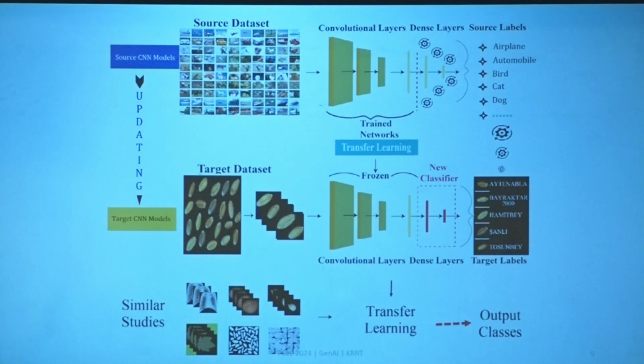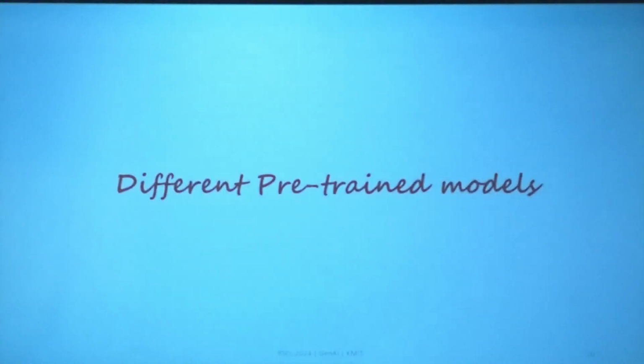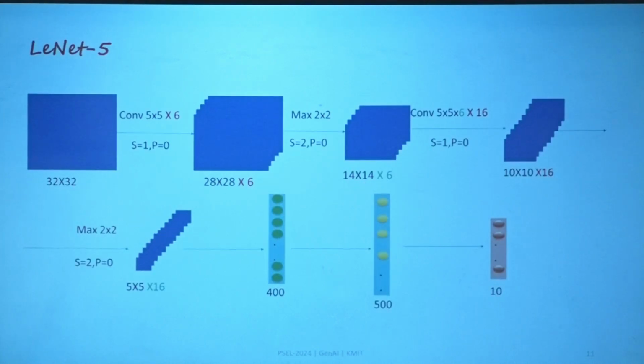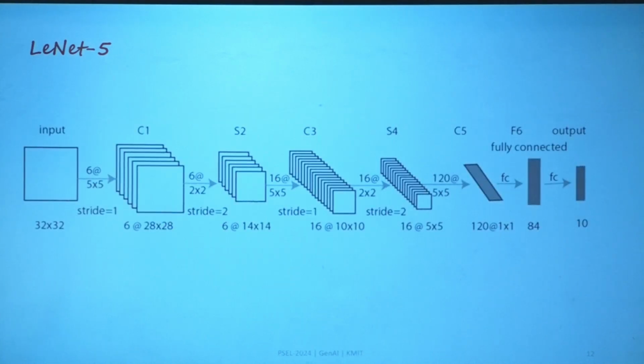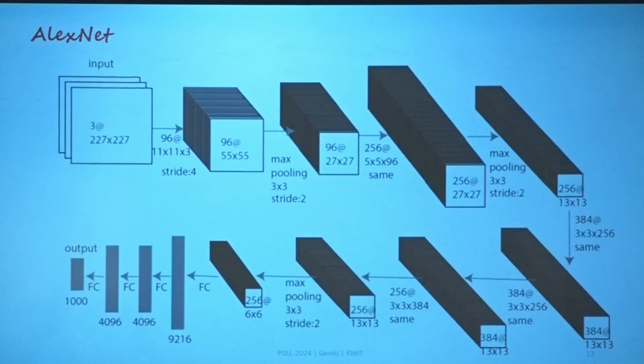This is another example. Now what are the different pre-trained models that we have? One is LeNet. Can you guess this? It is the same architecture that you implemented just before. LeNet-5 is the network with 5 layers, 2 convolution layers and 3 fully connected layers. This is the same architecture given to you in the task.